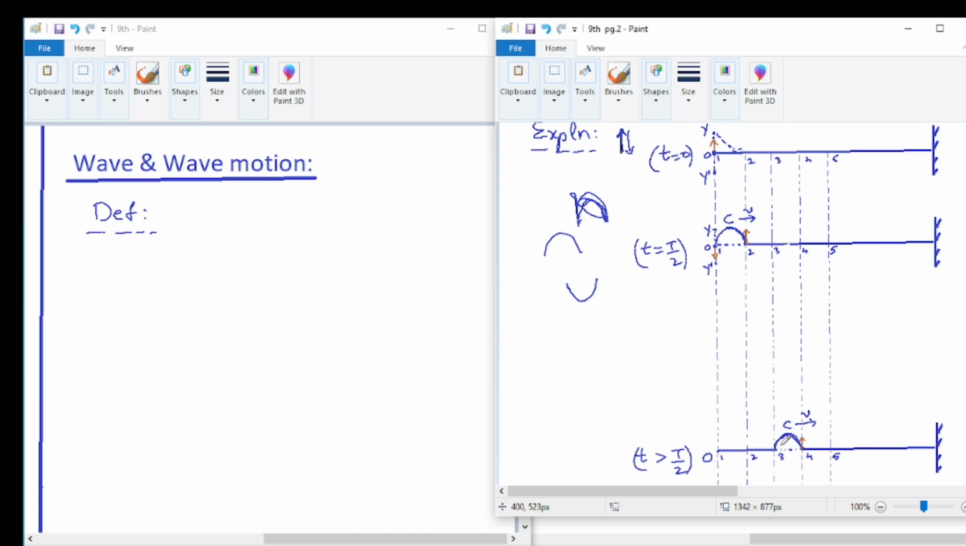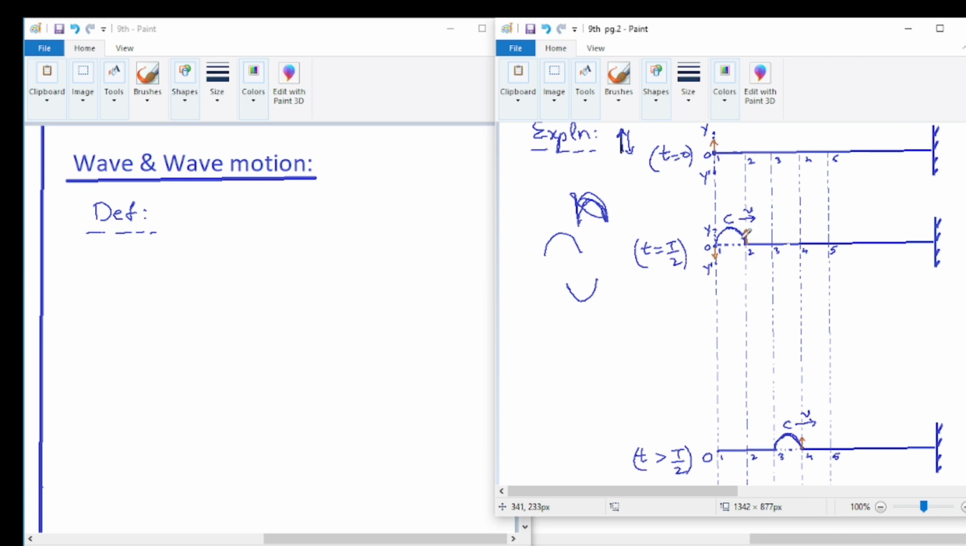And what about the left hand side? The left hand side is also coming back to its original condition. Just observe here, this is very important. Originally, how was the entire string? It was entirely undisturbed. Once we disturbed particle one for a time of T by 2, exactly half the time period, exactly half vibration, the upper half of the vibration, we made particle 1 undergo the upper half of the vibration.